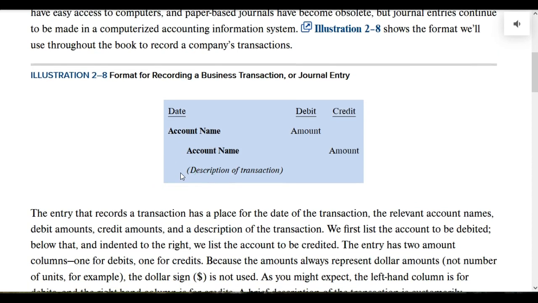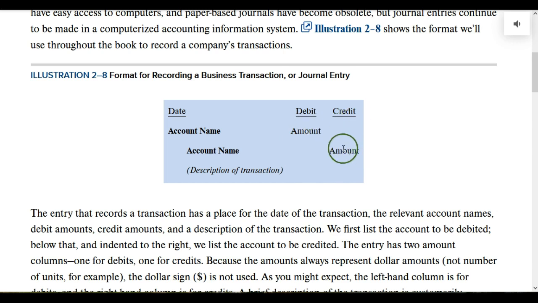For every transaction we're going to have in the future, we're going to enter a debit and a credit. You always have to have at least one debit and one credit for every transaction. You can have multiple debits and maybe one credit, or vice versa, but you always have to have at least one debit and at least one credit.